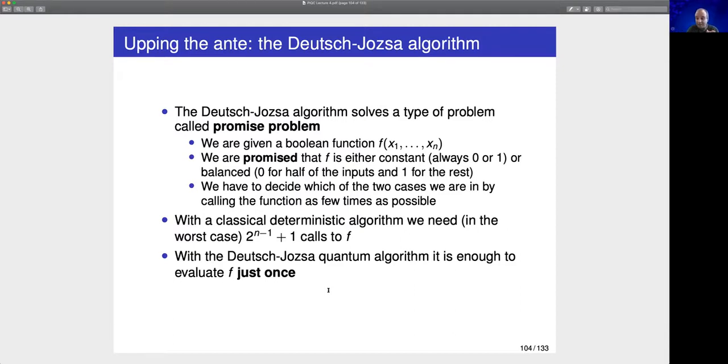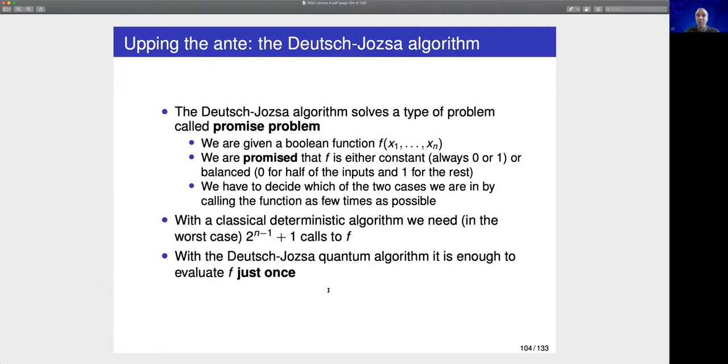So imagine that the first 2^(n-1) points in which we evaluate the function give us zero. This is compatible with being the constant function that always returns zero, but it is also compatible with being a balanced function that happens to be zero exactly on that number of inputs, and one on the rest. So we need to evaluate the function on at least half plus one of the inputs, and this is an exponential number of different possibilities.